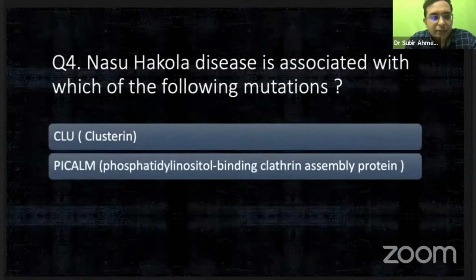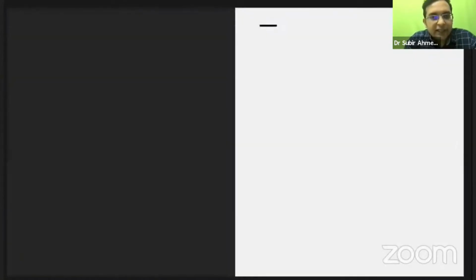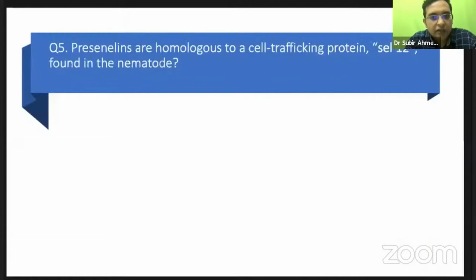So whether it was a clusterin mutation, PICALM mutation, TREM2 mutation, or a CR1 mutation. Actually, this is due to TREM2 mutation. So TREM2 mutation results in Nasu-Hakola disease. This is given on page number 3111 in the latest edition of Harrison. So this question I thought I will put, just to make sure whether you have read Harrison or not.